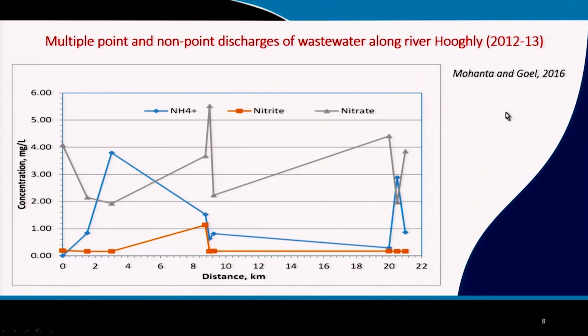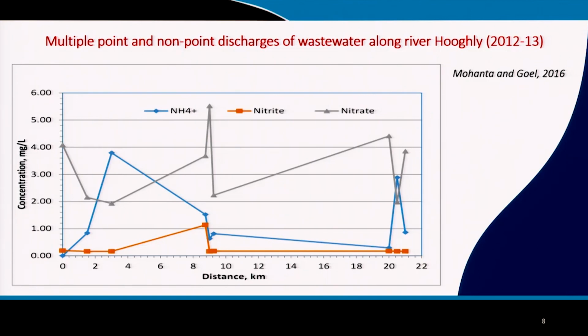It's been published in a paper, and what it shows us is the same rise and fall, but this rise and fall in the concentration is a function of the multiple point and non-point discharges of wastewater. If you think about any river that flows by a large city, what you will find is that there are multiple nalas, drains, etc. that are discharging either treated or untreated wastewater into these rivers. This is the same story with the Hooghly River. Those are the point discharges. We also have surface runoff from the land area coming into the river. So that is non-point discharges.